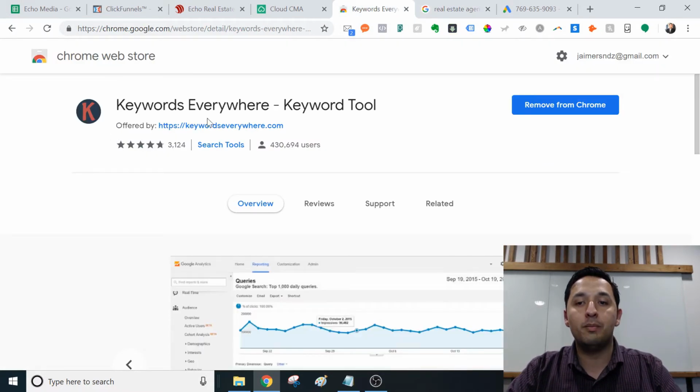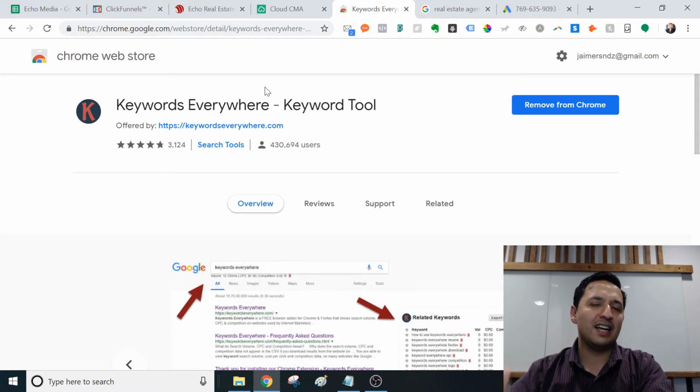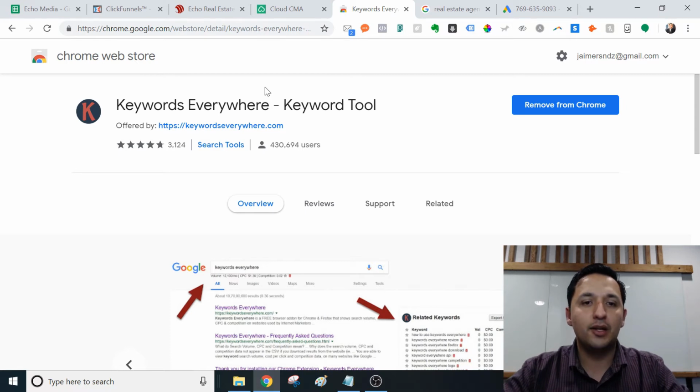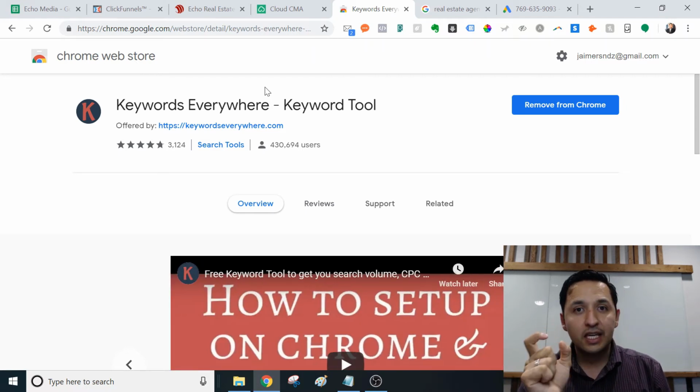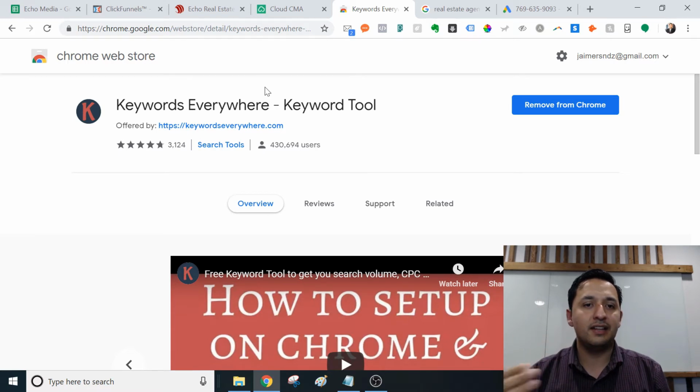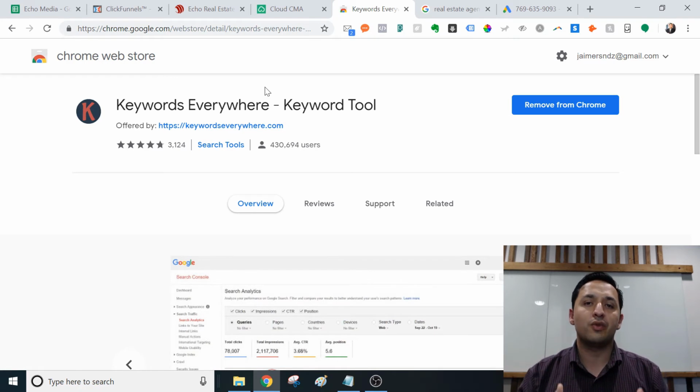That is a Chrome extension. It is free. It's not complicated to download. You just download it, but it does need to deliver a key when you're downloading it. It'll send you an email, and you'll have to put a certain key into your Chrome extension for it to work.